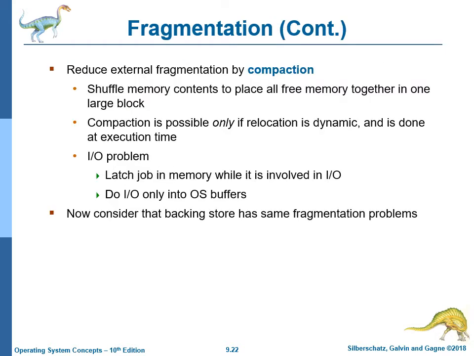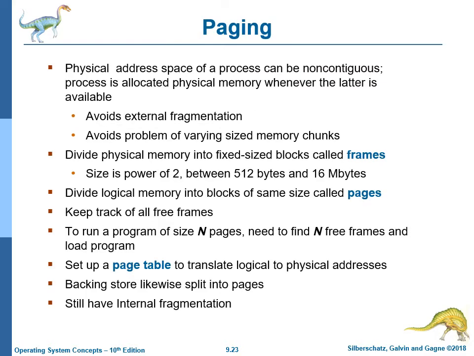Okay, so macam mana kita nak reduce the external fragmentation is through the compaction, di mana dia shuffle the memory content to place all free memory together in one large block. So compaction ni hanya possible bila you pakai dynamic. Okay, alright. Okay, so ada teknik adalah menggunakan paging.